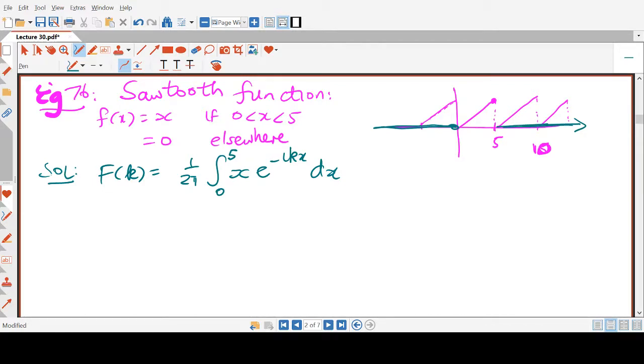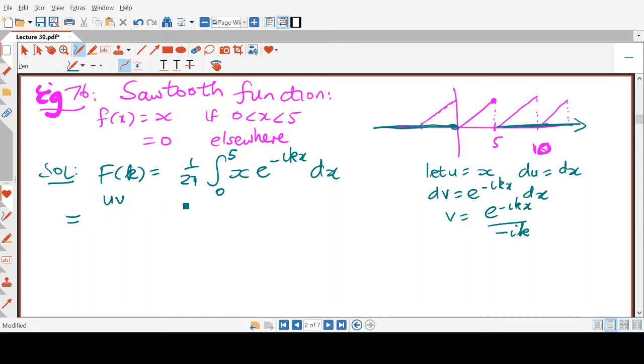So now we'll have to hit this with integration by parts. Let u equal x, then du is dx. Let dv equal e to the minus ikx dx. Then v will be the integral of this, which is e to the minus ikx over minus ik. This will now be uv minus the integral of v du.